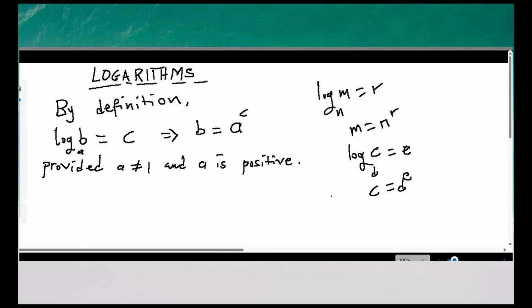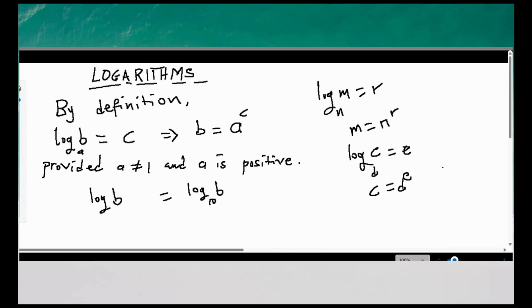If we also write a log, say log b, and we don't see any base as we have here, base a, then what it means is that our base is 10. So if you see any log without the base, then know that that log is in base 10.